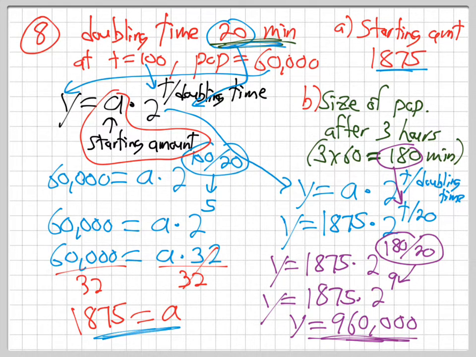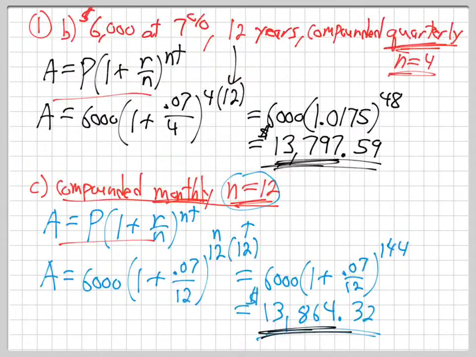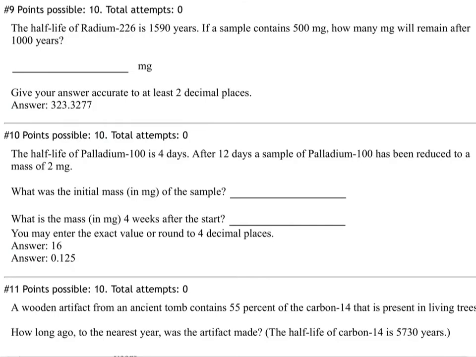It explodes. Okay, so to number 9 we go, the half-life. Now we're changing gears; those last two problems were about doubling, and now we're talking about half-life. The half-life of radium-226 is 1590 years. So what does half-life mean?